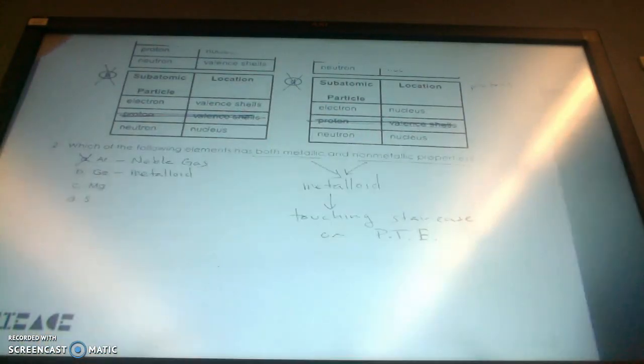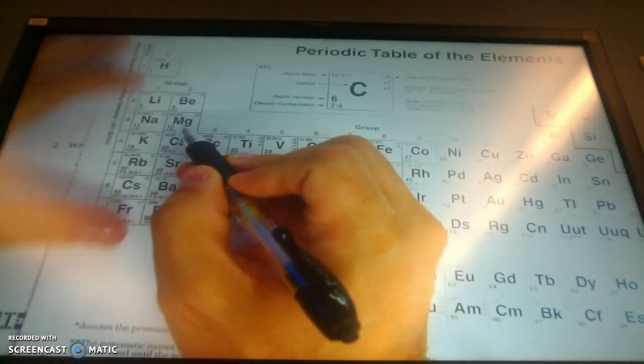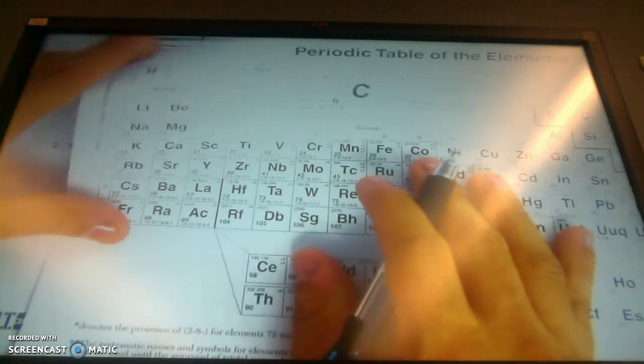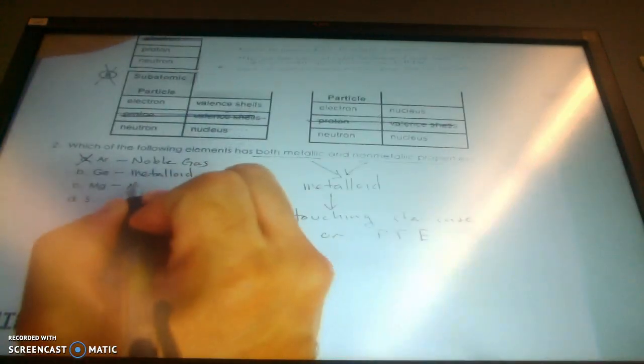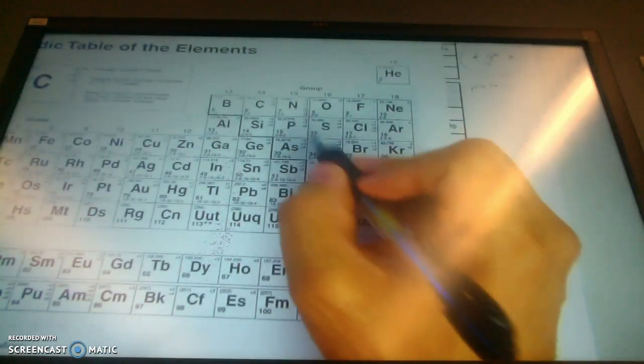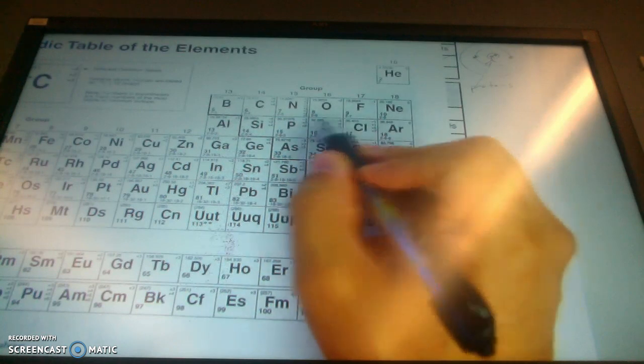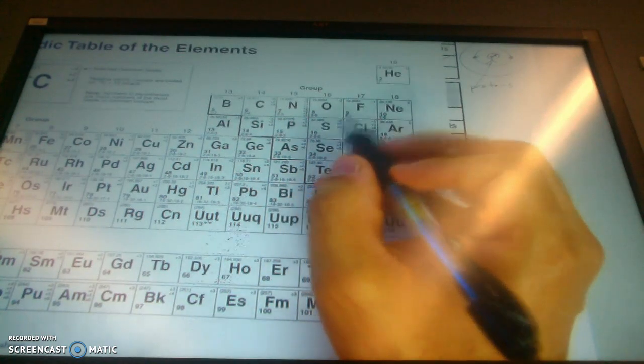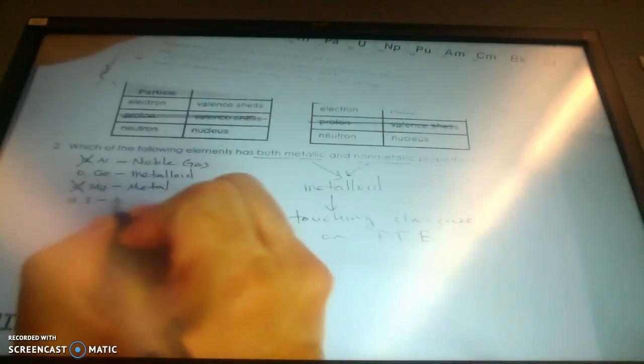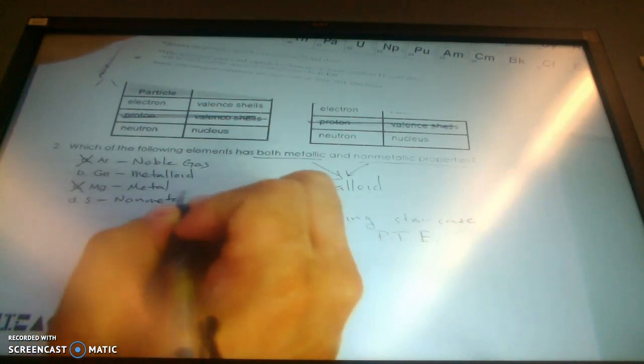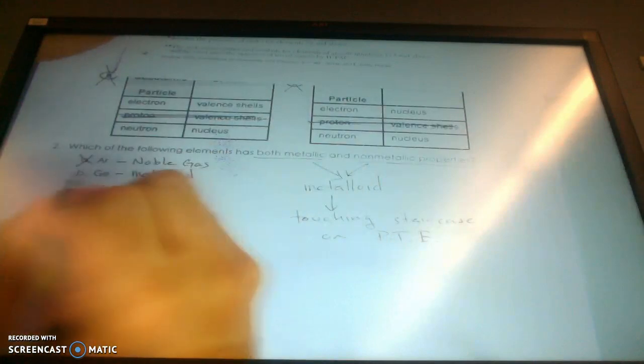I'm still going to check the others just in case. The next one is MG. It's all the way over here on the left-hand side of the periodic table. I know that's where the metals are, so this is a metal, and that lets me know that one's wrong. Okay, I'm going to look at S. It's right here on the right side of the staircase, so it's a non-metal. So I'll write that down, and now I know that this one is also incorrect. And so for number 2, the best answer is GE.